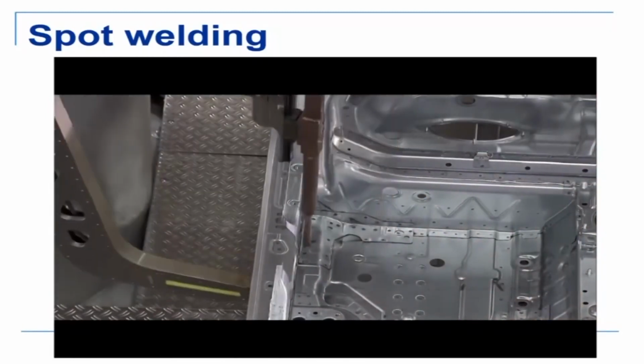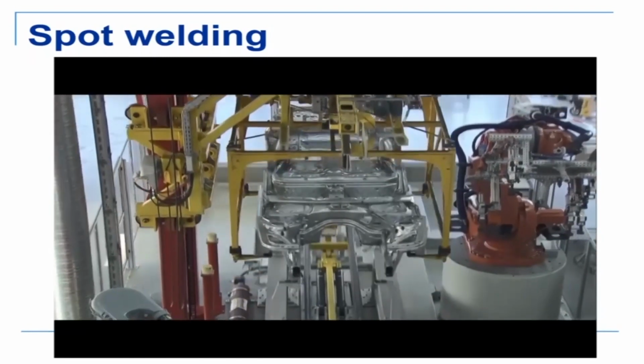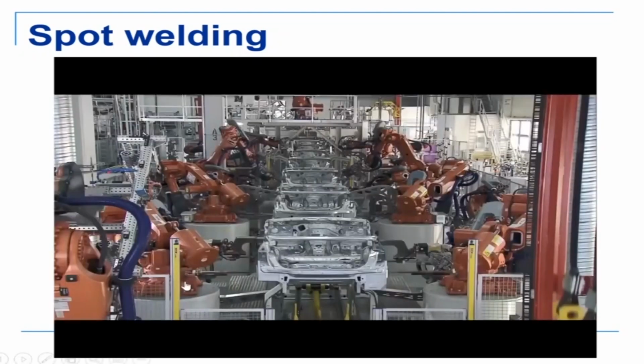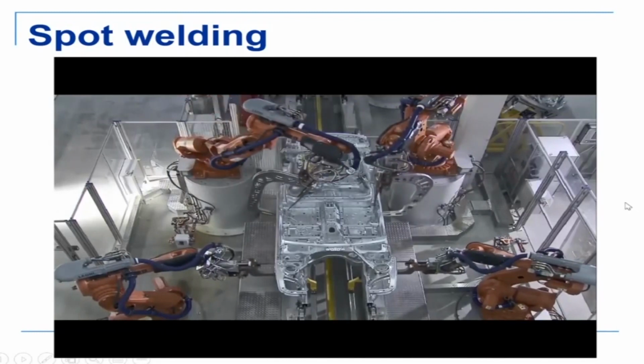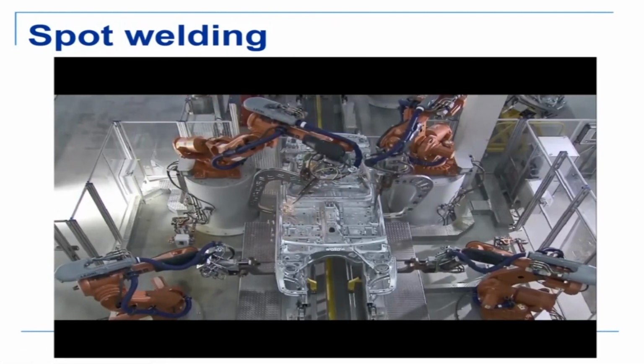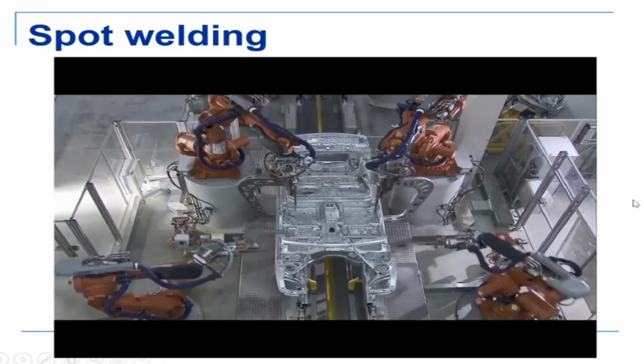Now spot welding is very fast. It takes a few seconds, and if you can guess how many spot welds are required in a car, just try and guess. It's as high as 2,000 to 3,000, and you'll be surprised that 3,000 welds in a car are done in a few minutes only. Obviously human beings can't work at that speed and cannot go to difficult areas to do spot welding. So we have multiple robots doing spot welding in complex areas, and they are completing the task in a few minutes. 2,000 welds in 2 minutes.